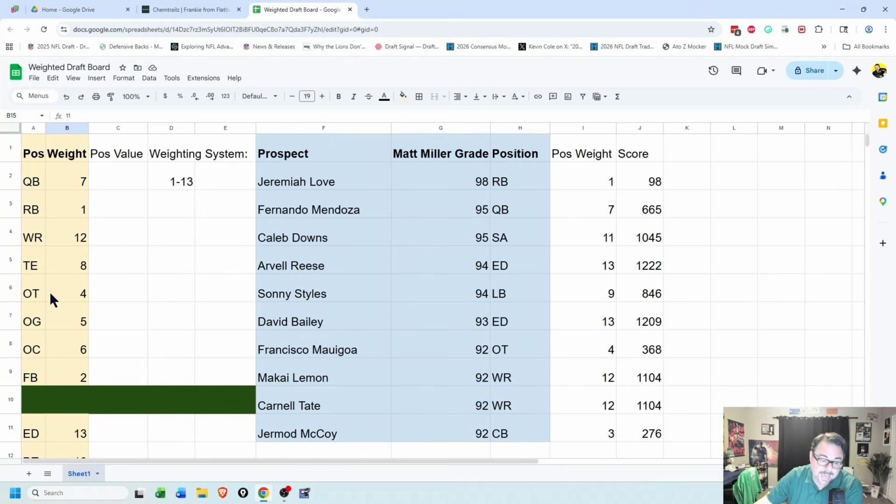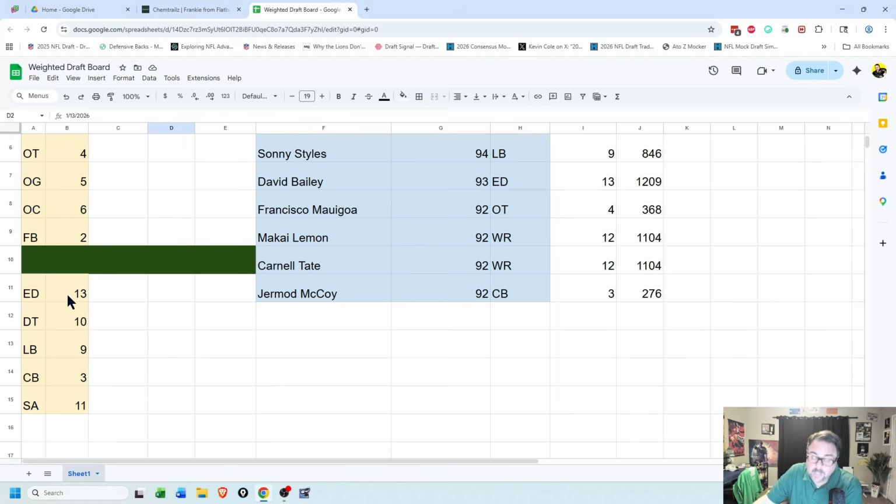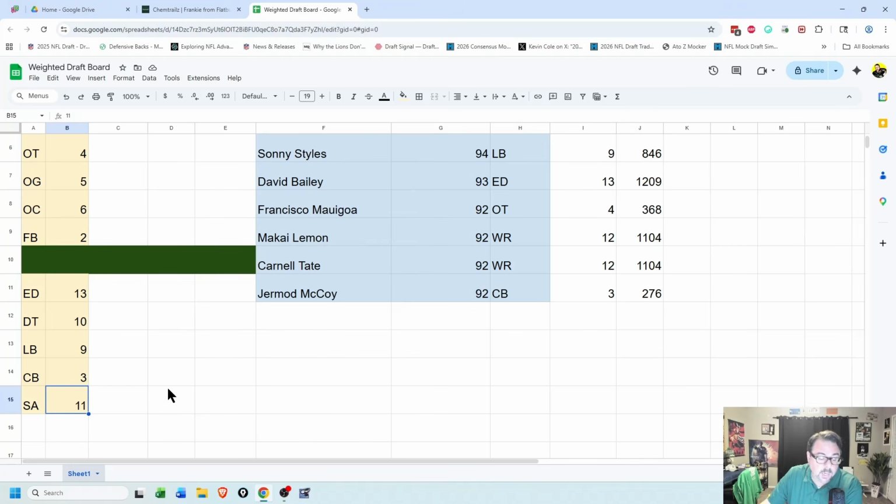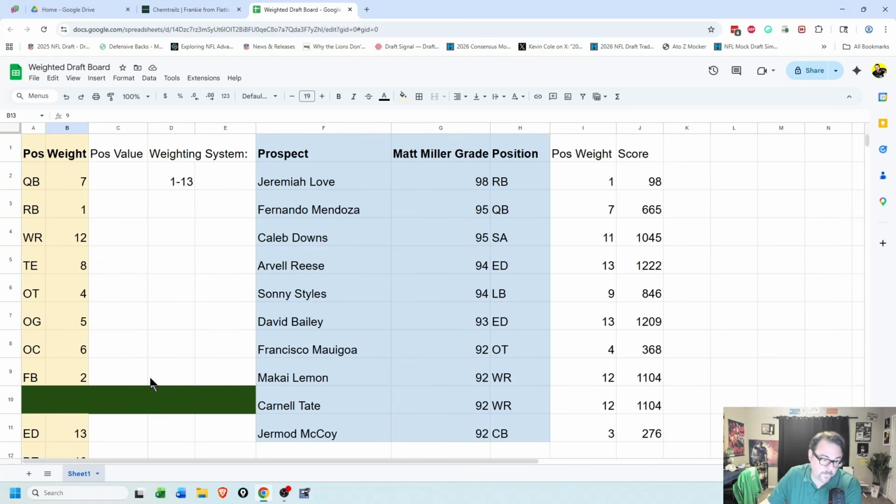So there are 13 positions that we're weighting, and the things that you need the most weigh the most. Again, this is subjective. You might have this differently, but this is just an example. I have edge weighted the most. That's what we need the most. Then wide receiver number 2, safety number 3, defensive tackle number 4, linebacker number 5, then a tight end, and then we need a quarterback. This is all based on who's on the roster for next year so far, as we know.